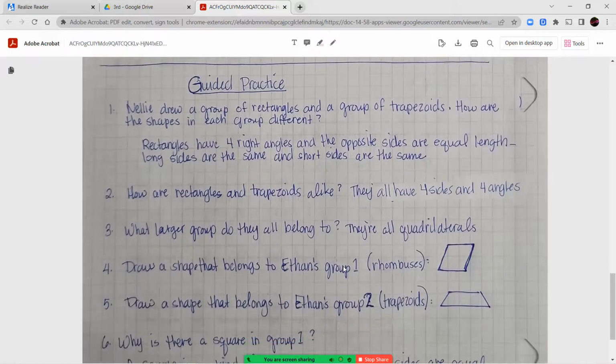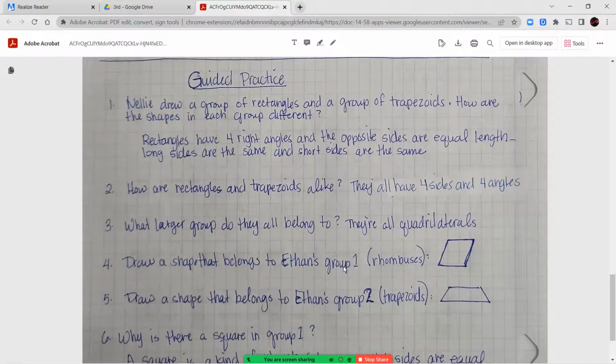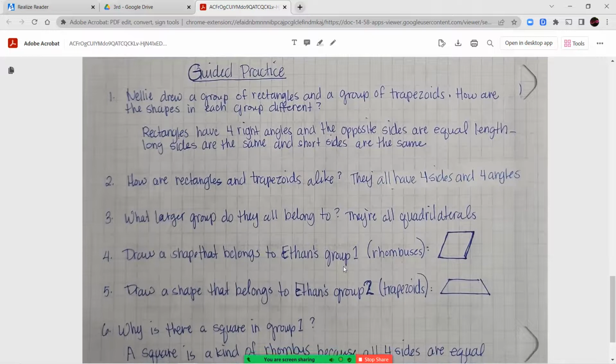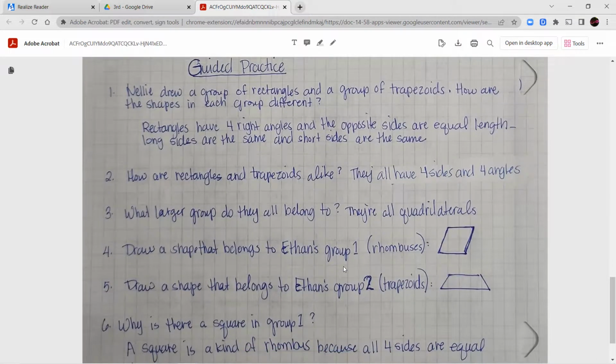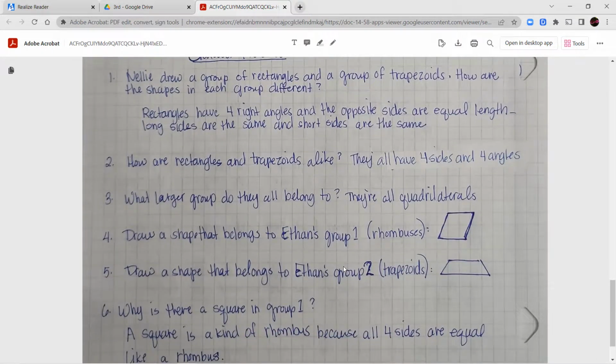Let's take a look at our guided practice here. Nellie drew a group of rectangles and a group of trapezoids. How are the shapes in each group different? Well, we know rectangles have 4 right angles and the opposite sides are equal length. So the long sides are the same as the short sides. And trapezoids do not have right angles, and their opposite sides are not the same length.